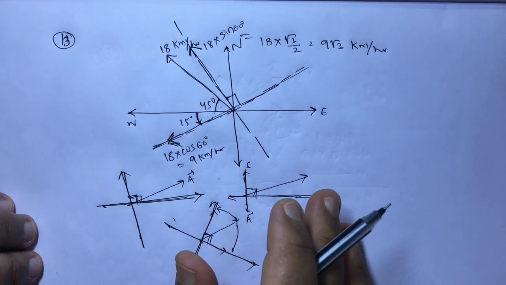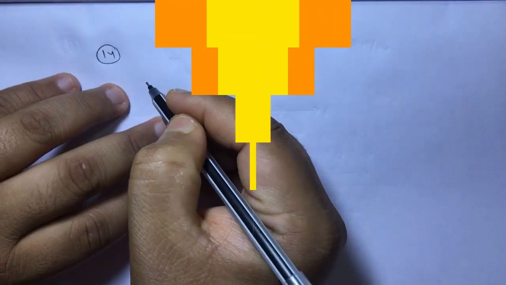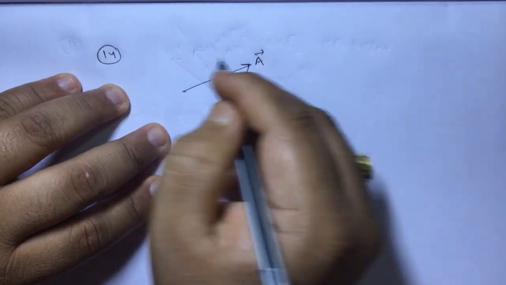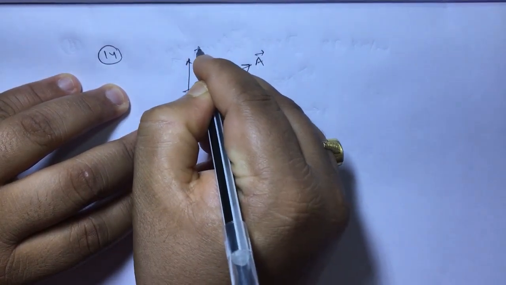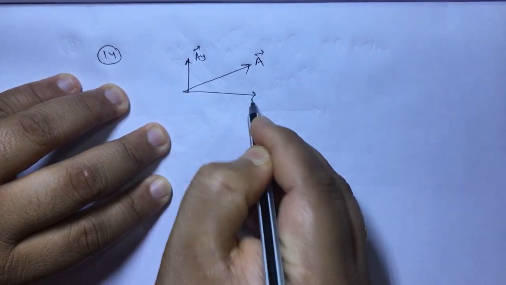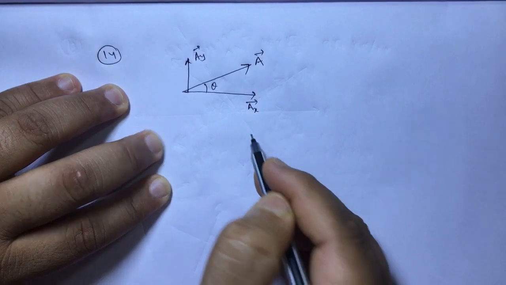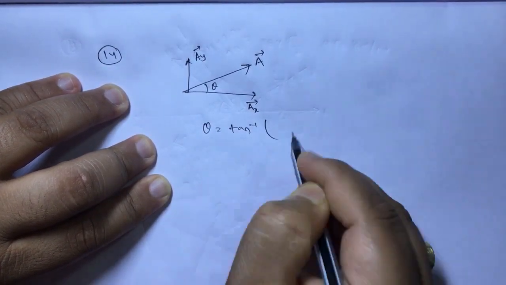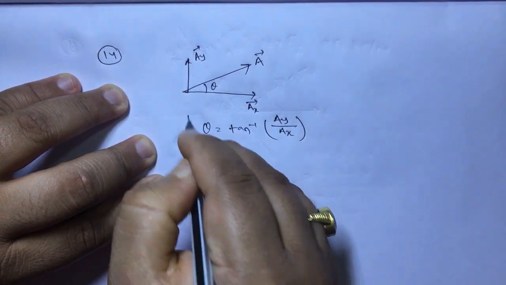Okay. Now let us come to the next question, question number 14. Here it is a trick. Coming to question number 14, let me remind you one concept. If this is a vector, and this is the ay component, this is the ax component, and this angle is theta, then theta can be found by theta equal to tan inverse of ay by ax.